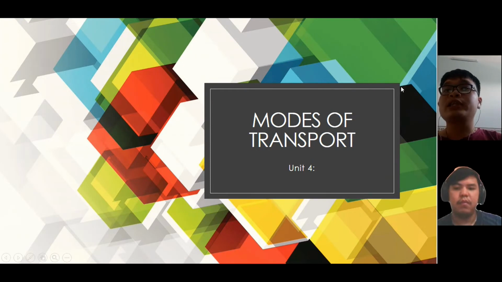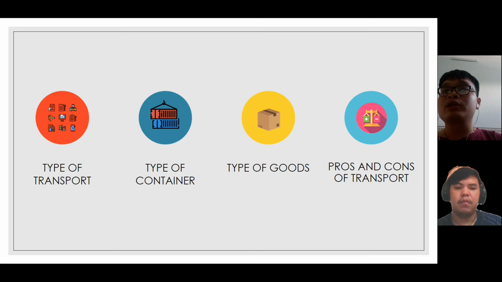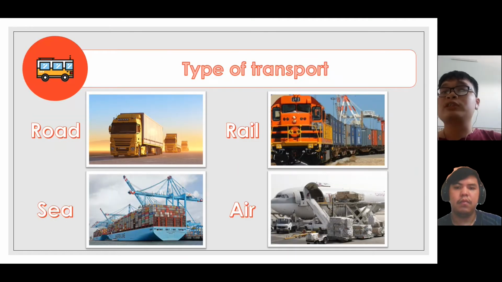In today's presentation, we will be talking about type of transport, type of container, type of good, and pros and cons of transport. Let's start with type of transport. As you may know, air, road, sea, and rail. These are the four major modes of transport or type in the logistics industry.